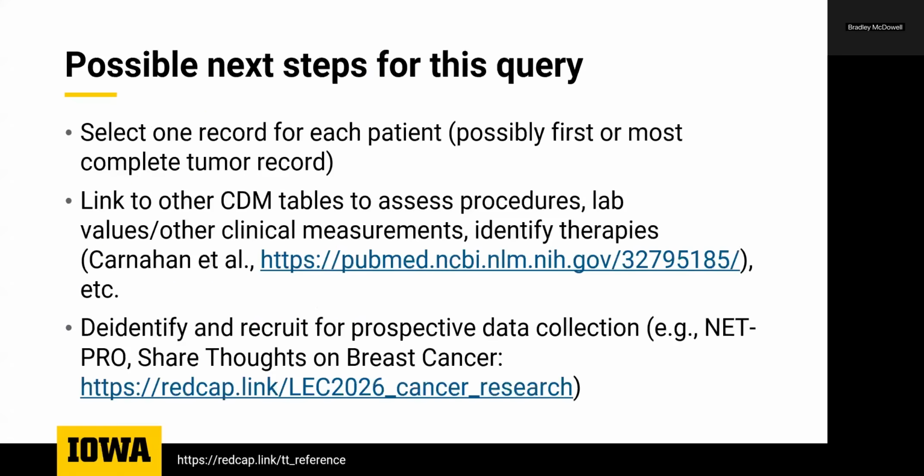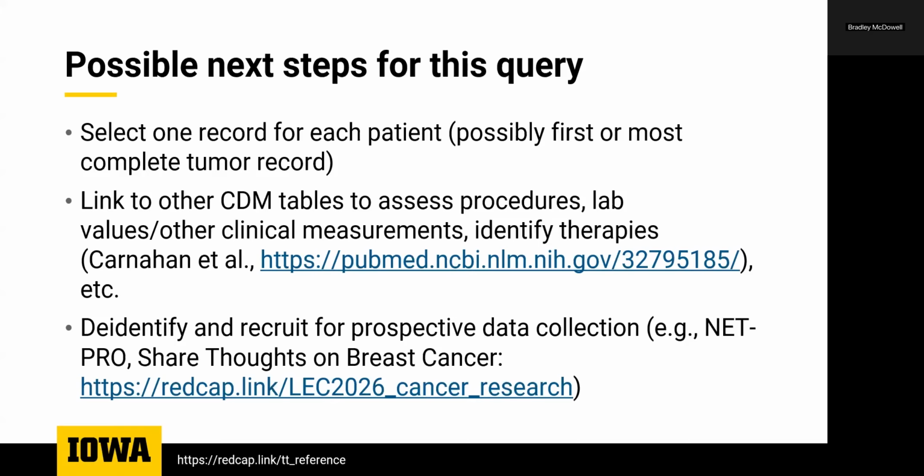So, a possible next step for this query. If you're doing a query like this, you might have multiple records that satisfy your criteria. It's very common to find a set of criteria to find one record that serves as an index. Then you might want to link to some other CDM tables to assess procedures and lab values and clinical measurements. We have a paper published a few years ago that provides a nice example of that.